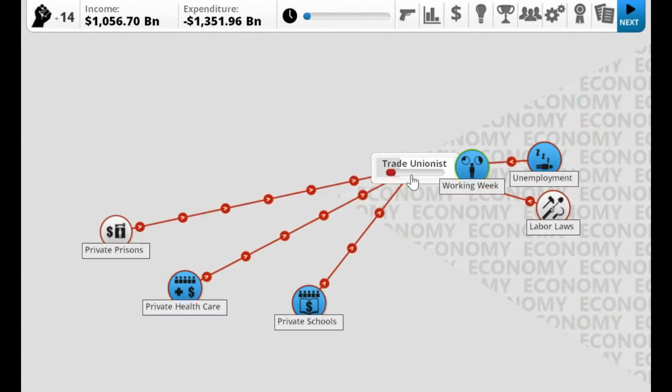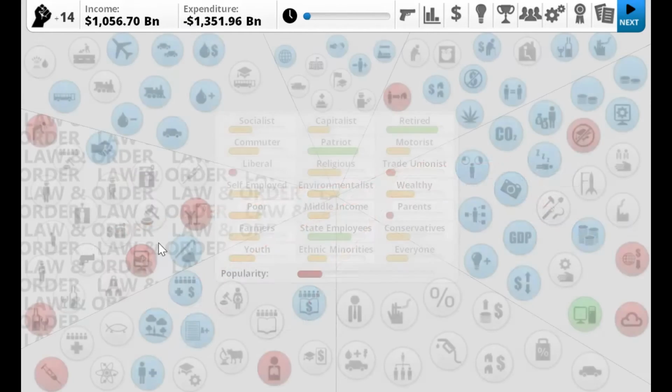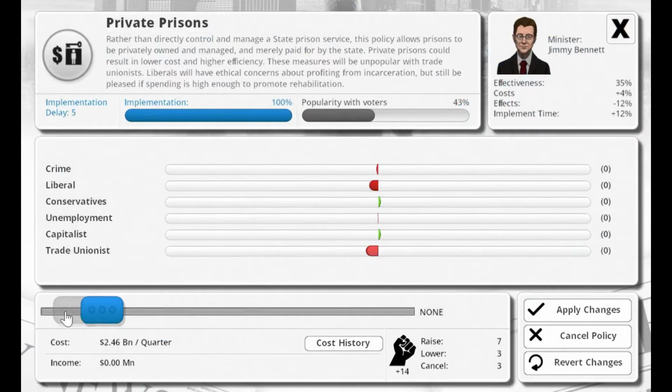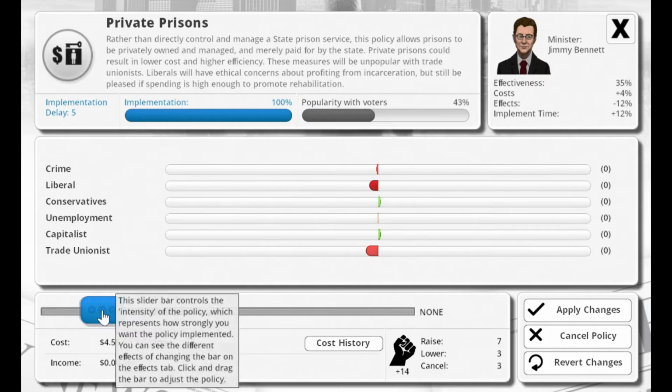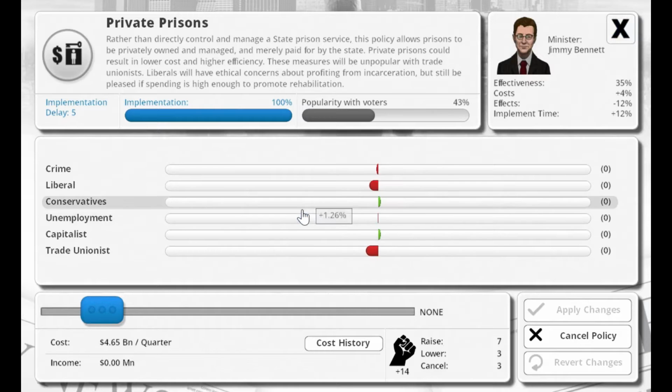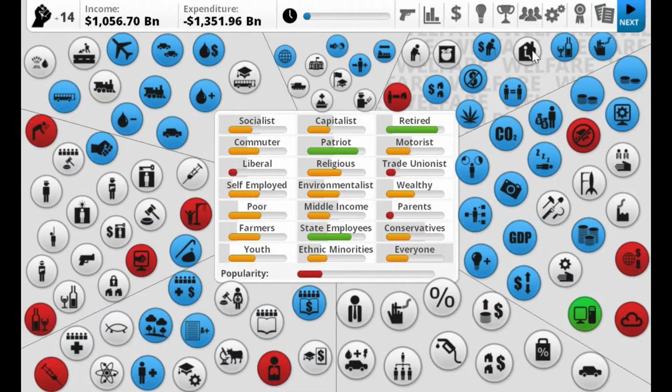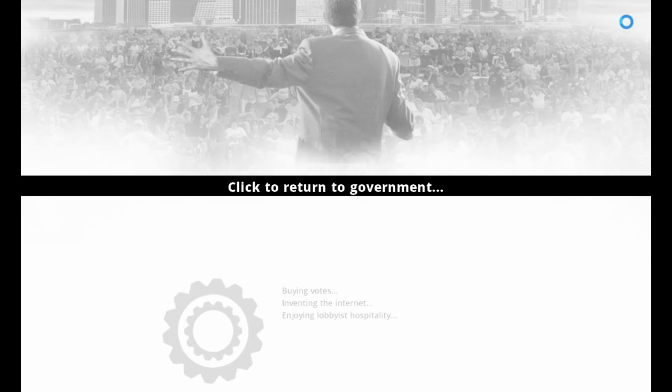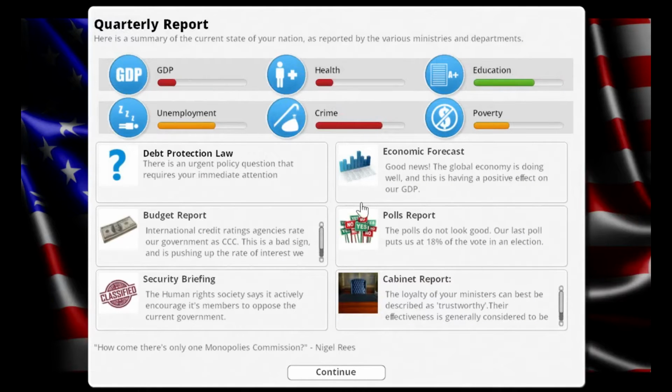Trade unions. Private prisons. Which one helps? Ooh, no. Guess it doesn't really matter anyways. Okay, let's just put next turn. And what happens? Everything still generally looks the same.